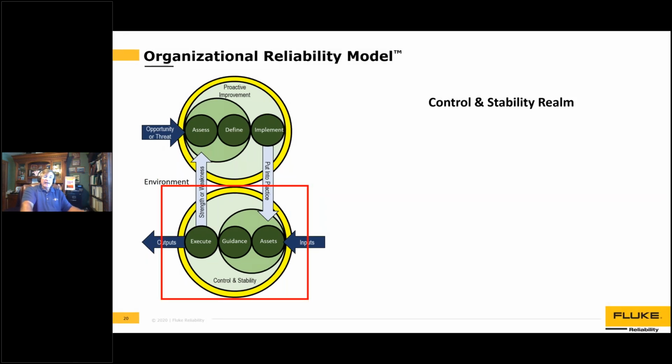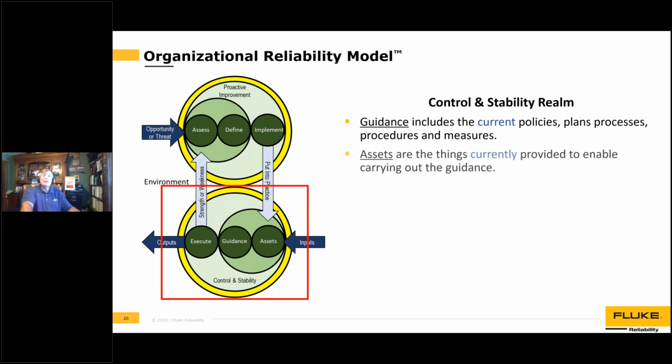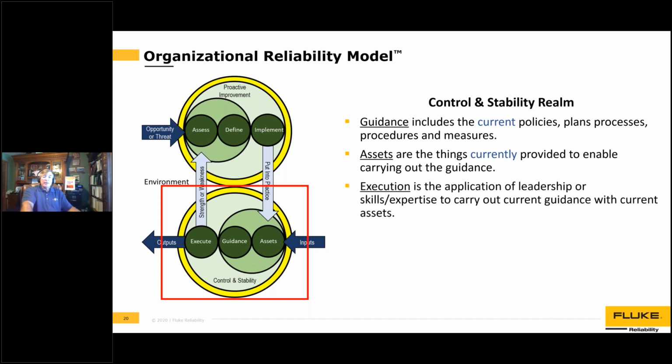If we move to the lower half of the circle, guidance includes the current policies, plans, processes, procedures, and measures. Assets are the things currently provided to enable carrying out the guidance. And execution is the application of leadership or skills and expertise to carry out guidance, current guidance with current assets.